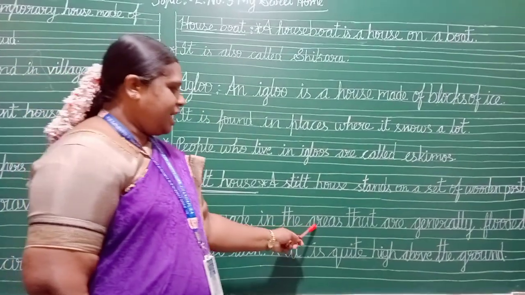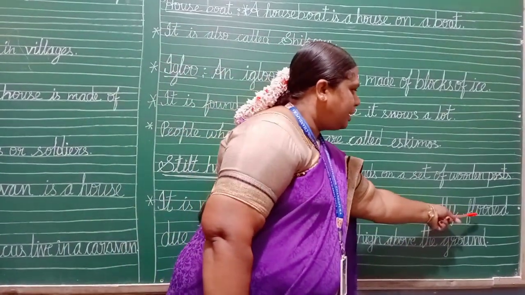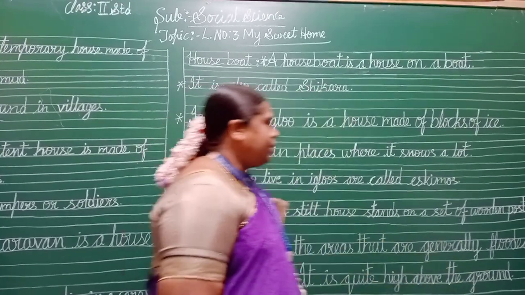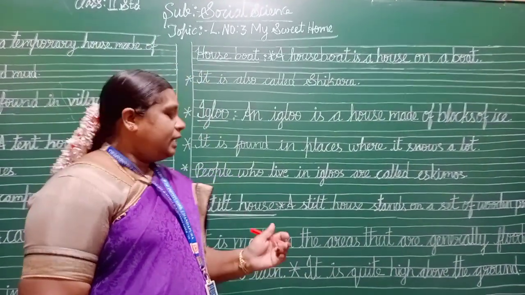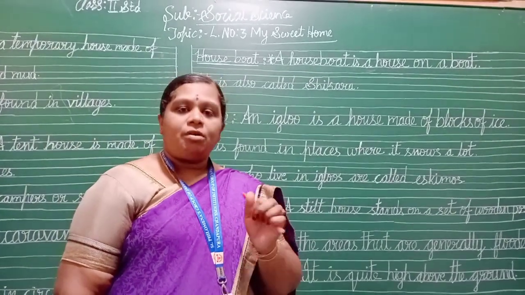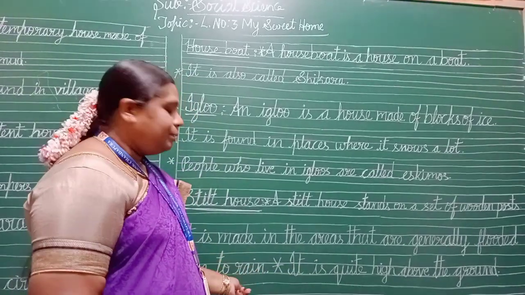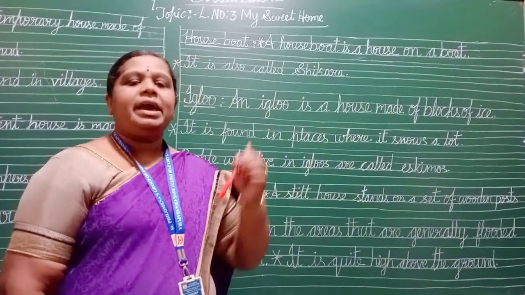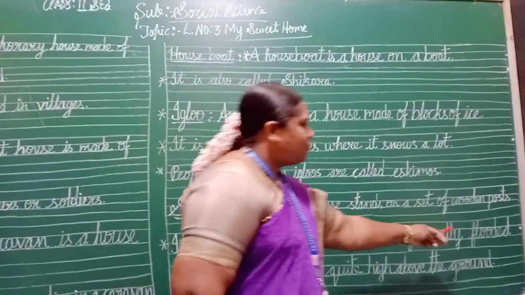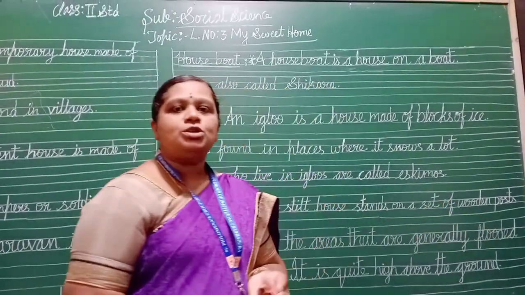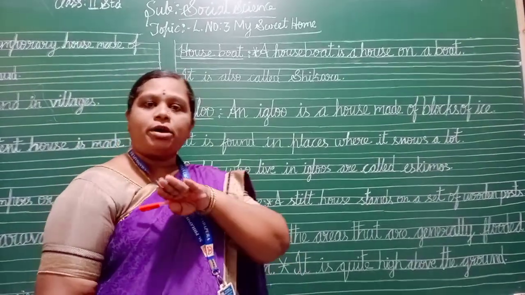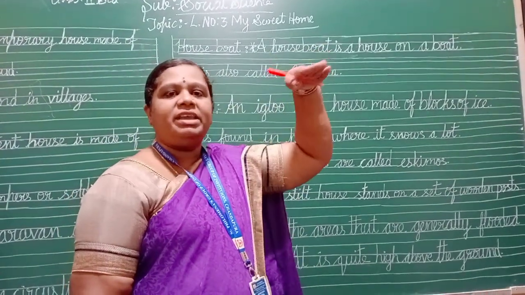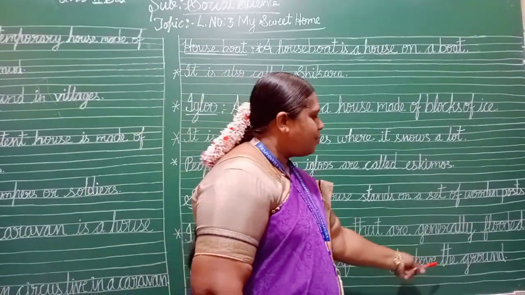It is made in areas that are generally flooded due to rain. It is quite high above the ground. Flooded means because of rain, you can't be there on the ground. That's why they make a house with the help of wooden posts, to be rescued from floods. Understood? Because of heavy rain, the water flows and the houses will collapse. That's why they make them a little higher than the ground. So it is quite high above the ground.